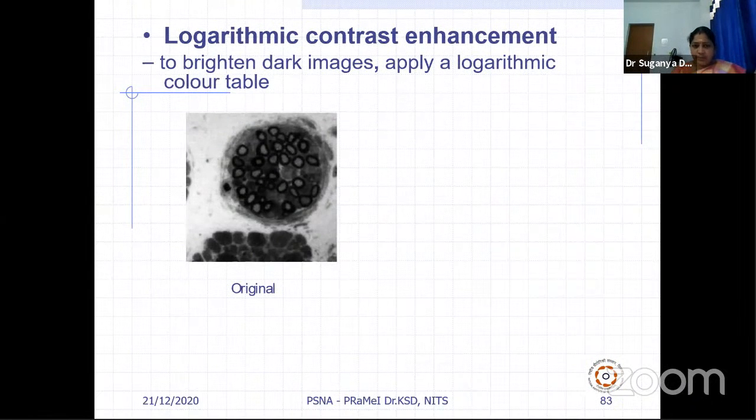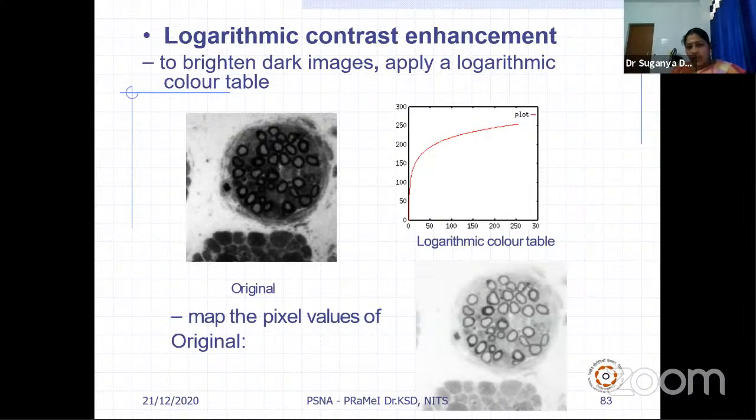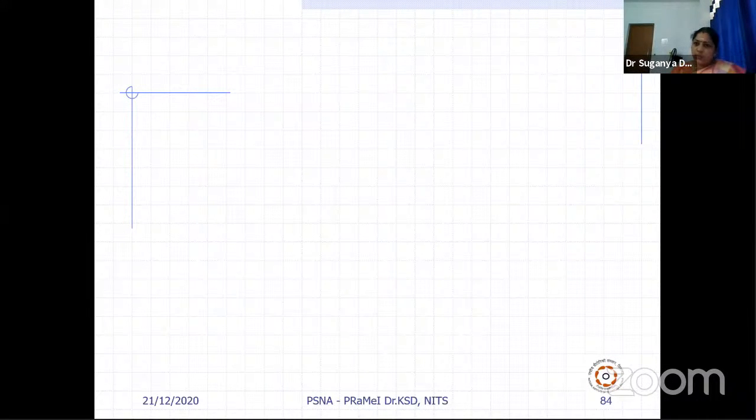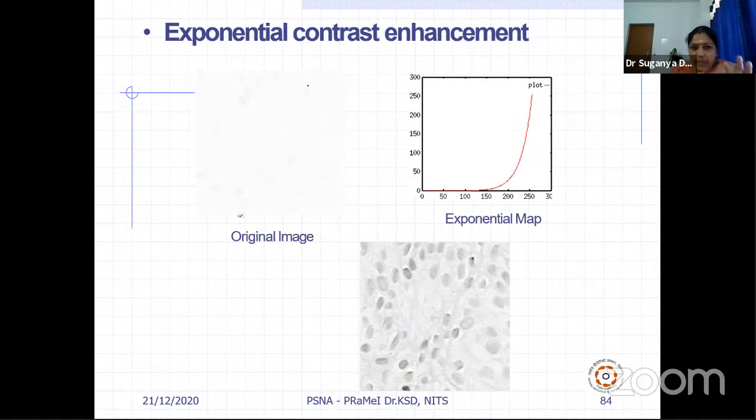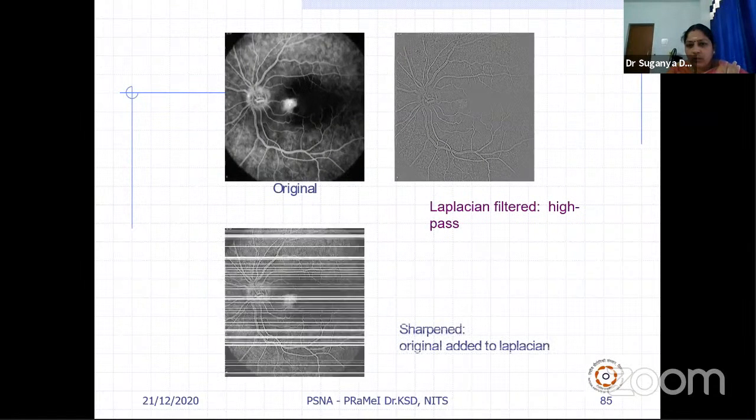Logarithmic contrast is very simple. If you want to brighten dark images, you go for logarithmic contrast enhancement. Here the original is dark and I am lightening it. The opposite of logarithmic is exponential; in mathematical terms, log and exponential are opposite. With exponential contrast enhancement, I don't know whether you can see the original image or not, it is very light. I want to make the light part dark, so I have to go for exponential contrast enhancement.